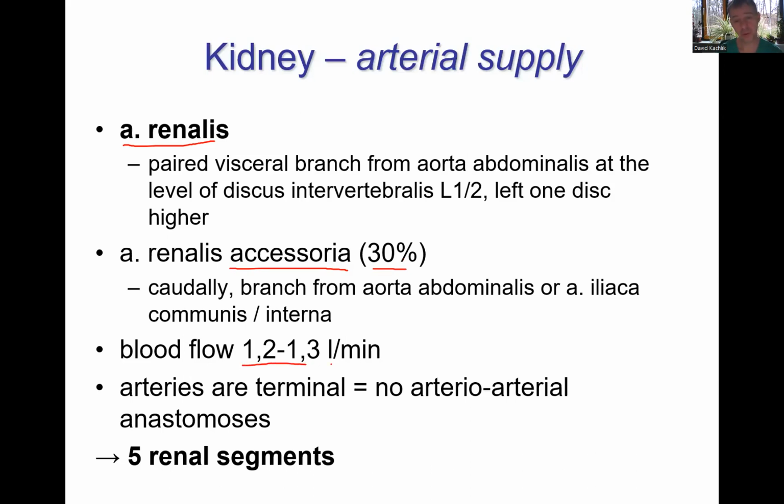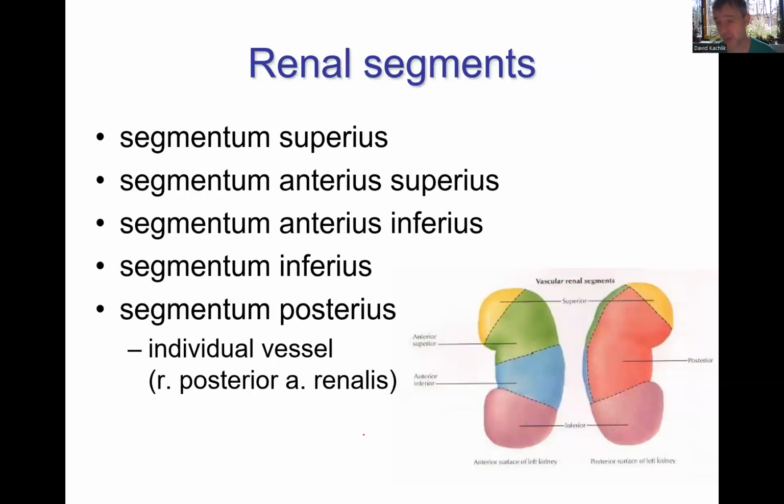For physiology, it's important to remember that the blood flow is more than 1 liter per minute. So in some 5 minutes, we exchange all the blood in the human body in the kidney. And very important is that there are no arterial anastomoses. So as the arteries branch, they supply segments which are not connected. So in case of infarction of one of the branches, the part of the kidney can die.